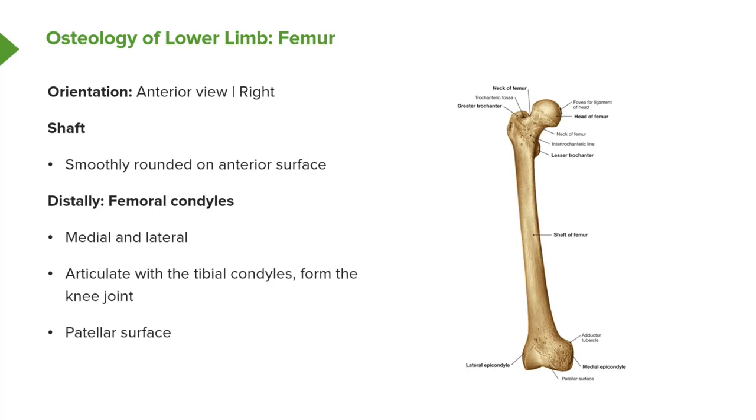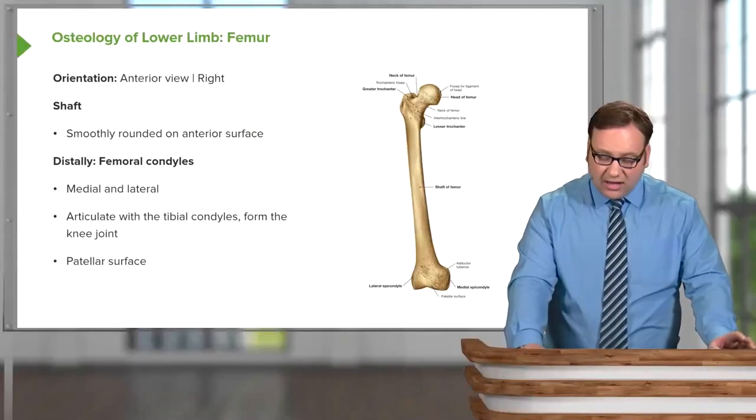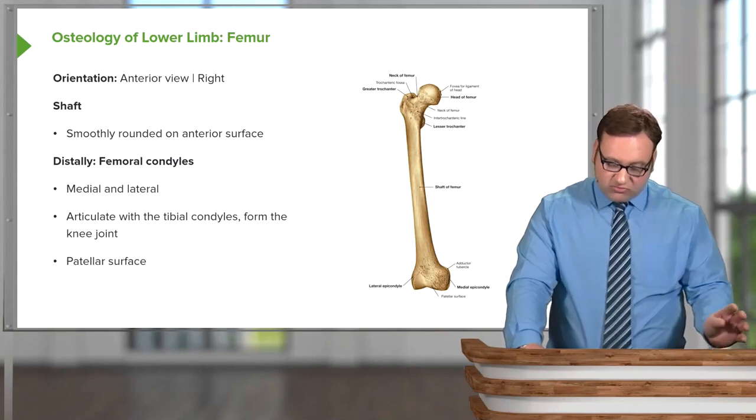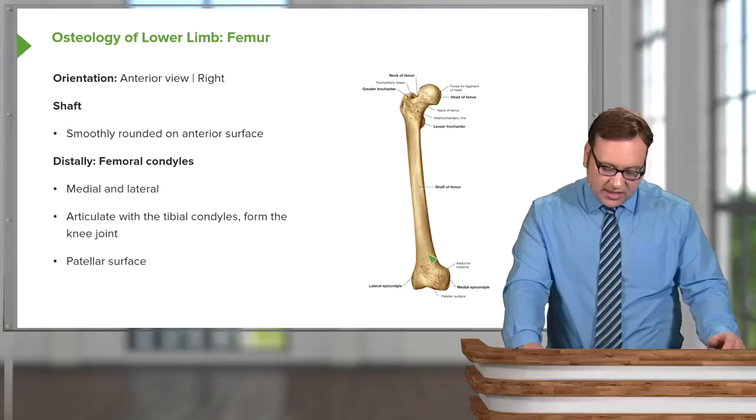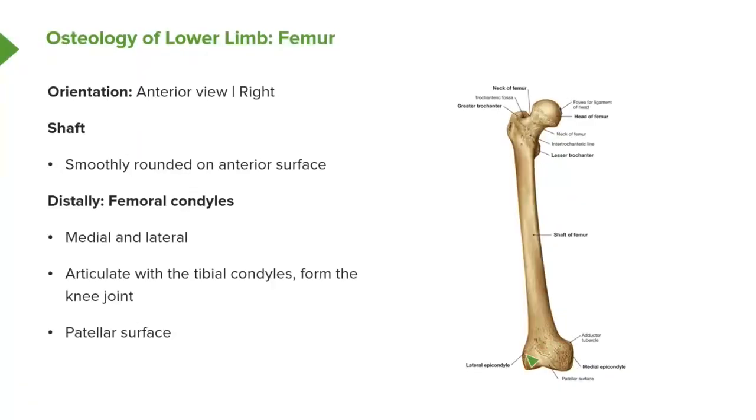If we look at the shaft, then it's relatively dull, it's smooth, it's rounded on the anterior surface. Posteriorly, there's some features we'll mention. Distally, though, on this anterior surface, we can see some femoral condyles. We can also see passing towards these condyles the medial and lateral epicondyles. And these are going to give rise to those condyles which articulate with the tibial condyles and form the knee joint. We can also see a smooth region here, and that is the patellar surface.